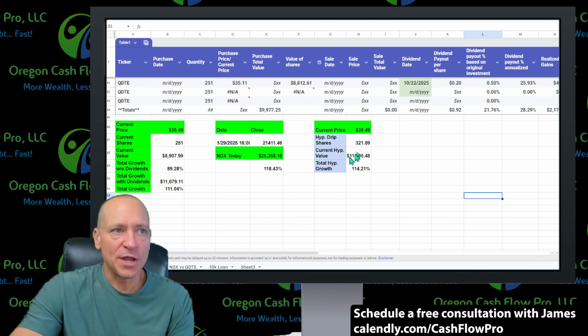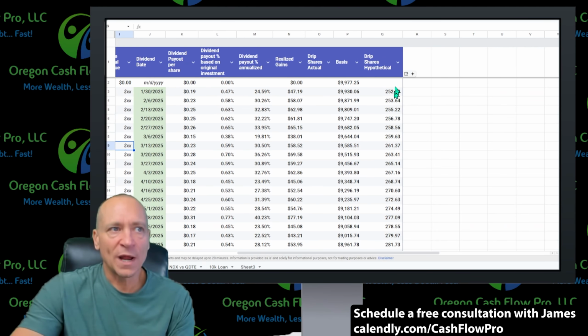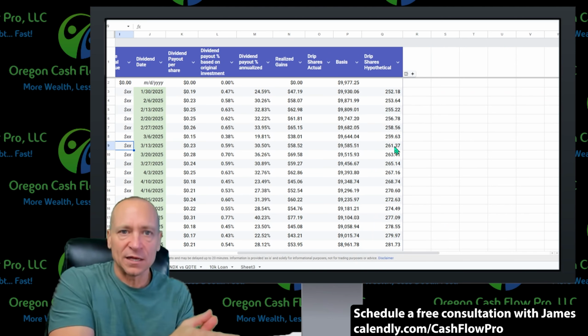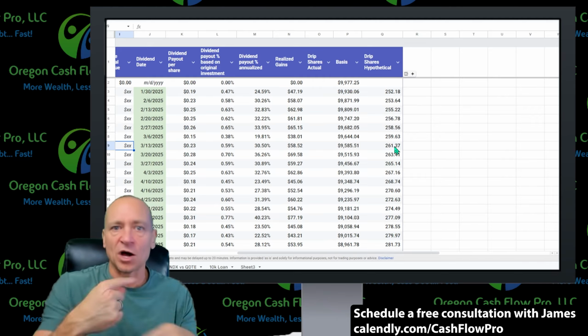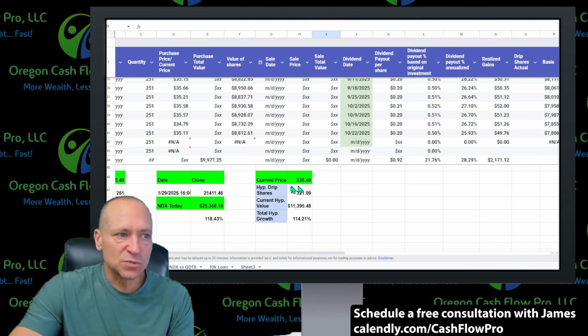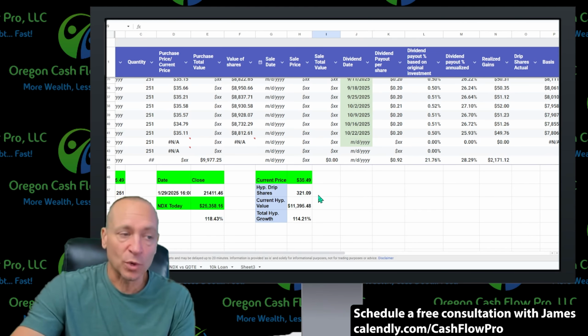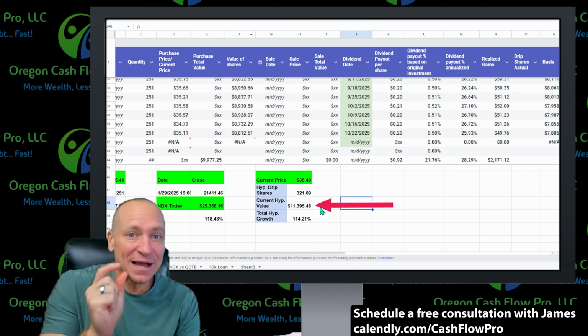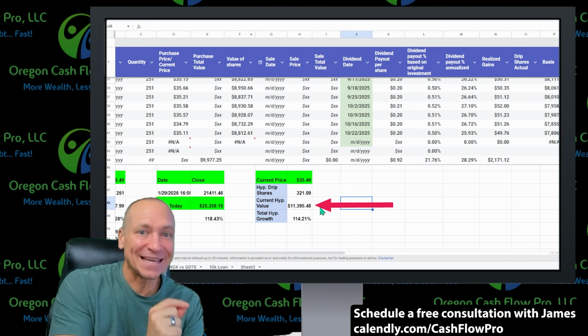Now, I have another hypothetical spot here, which is I'm tracking what happened if I just dripped the shares. If I didn't have a loan, if I just had $10,000, I put it in, and every time a dividend kicked out, I automatically just rebought at whatever the share price is. This is what it would look like. I would have 321 shares right now, and the value of those shares, $11,395. I would only be slightly behind actually owning the NDX.